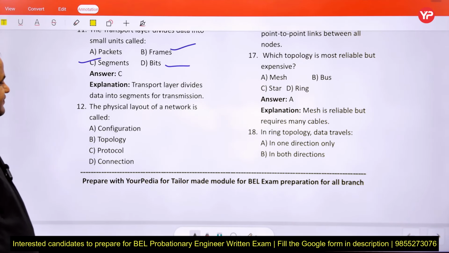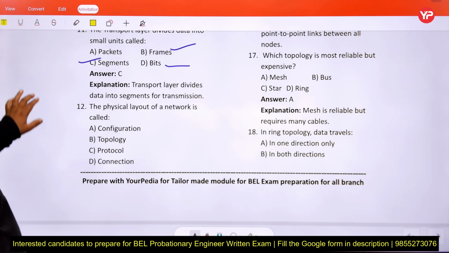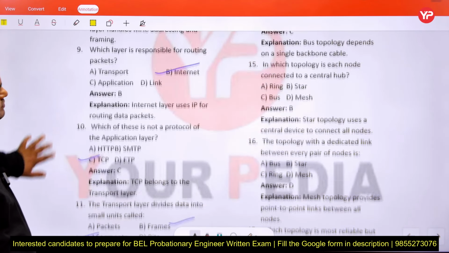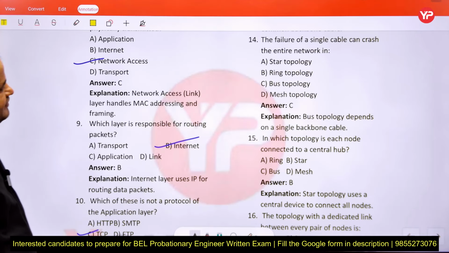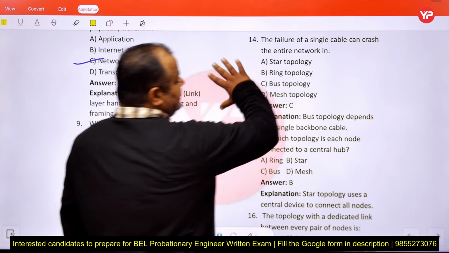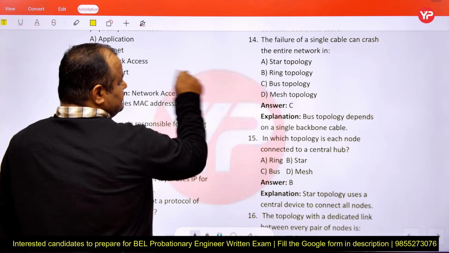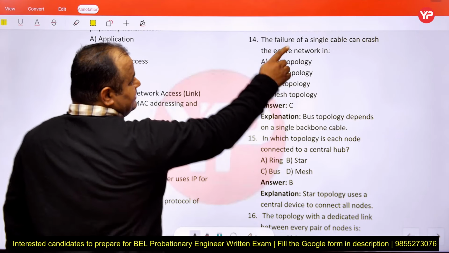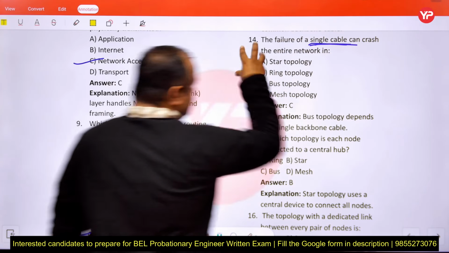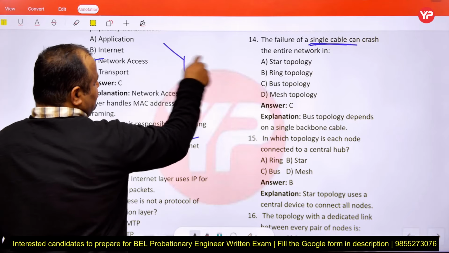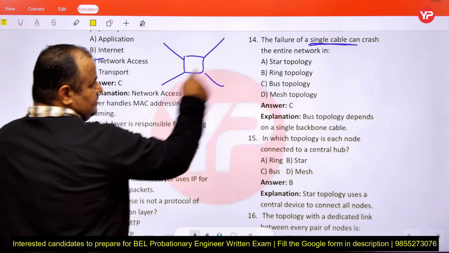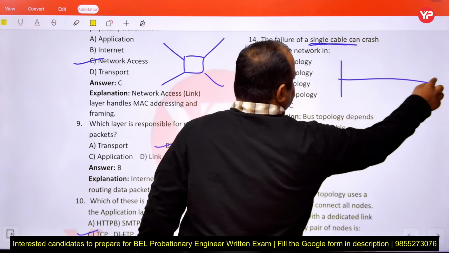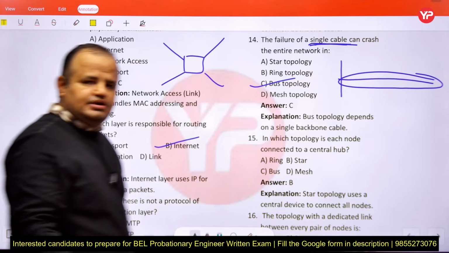The physical layout of network is called, see now, that's very, what is the physical layout? It is the topology. Fine. Now the failure of single cable can crash the entire network. Now it is talking about cable, not the central devices. If we are talking about central devices, that is related to star. But physical cable means bus topology, because bus topology is like this. If this cable breaks down, and this cable is called bus.